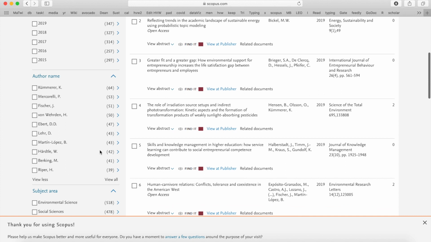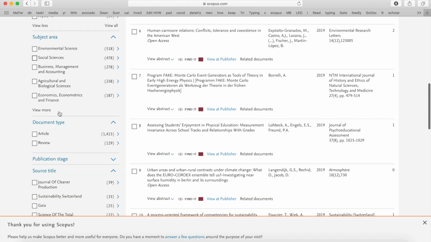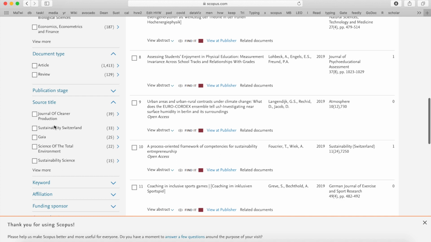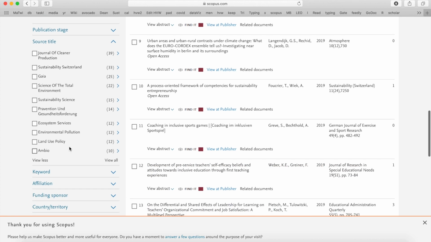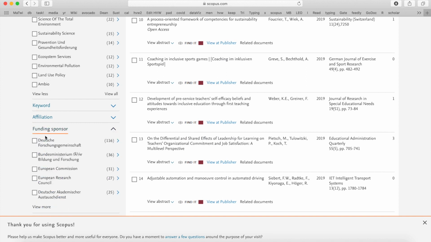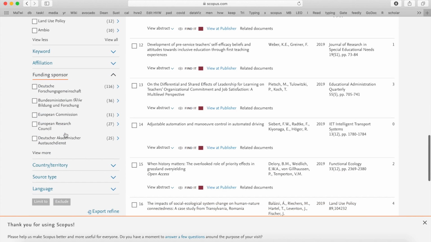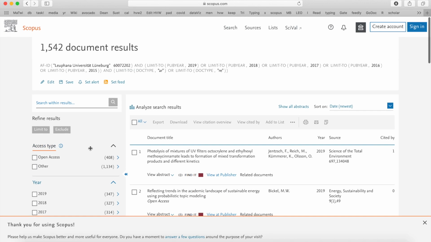So these are the most abundantly publishing people at Leuphana University. These are the subject areas. And then you can see again, like Journal of Cleaner Production, Sustainability, Gaia, Science of the Total Environment, Sustainability Science. So these are the journals where most publications happened. And then you can even see, okay, who was the funding sponsor. So DFG, German Research Council, funded quite some stuff, and so on. And that's super fascinating to get a quick glance.